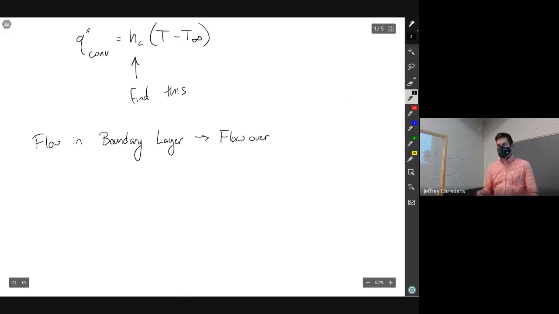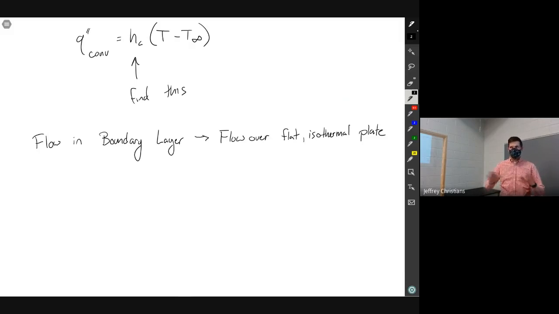Right. In order to build our intuition, we're going to start as simple as we can. So we're going to start with flow over a flat plate, just like we looked at, and it's going to be isothermal. Okay, so that's the system that we're going to be thinking about. Flow over a flat isothermal plate. So it's just a plane, and it's constant temperature everywhere.